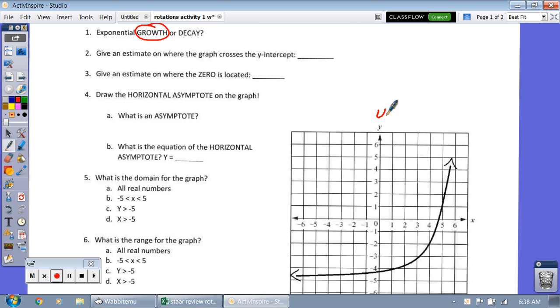Give an estimate, question 2, on where the graph crosses the y-axis. So here's your y-axis right here. It crosses the y down here. We'll say that's probably about negative, we'll say it's negative 4.25. We're just going to give a little estimate there.